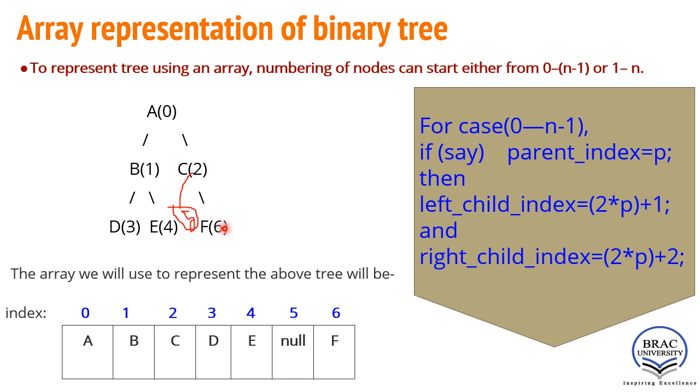So the general rule should be, if parent index is p, then left child index will be 2 into p plus 1 and right child index will be 2 into p plus 2.